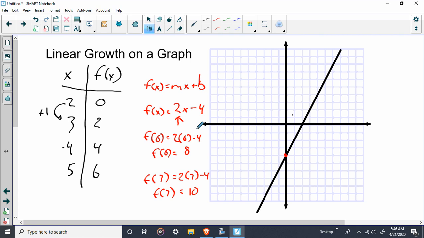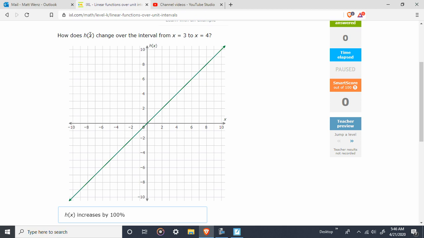Okay, so let's take a look at some of the questions you're going to see today. It's nothing crazy. They gave this graph that asks how h of x changes from x equals 3 to x equals 4. Well, that's an interval of 1, since from 3 to 4 is 1. It actually doesn't matter where we measure it from. At 3, it's at 3, and at 4, it's at 4. So when I plug in 3, I get out 3.